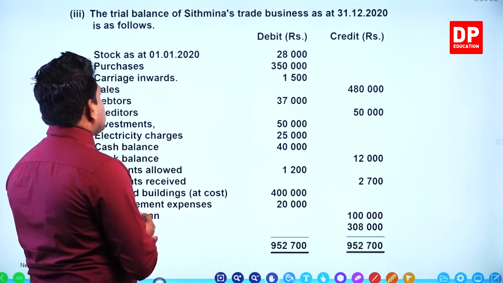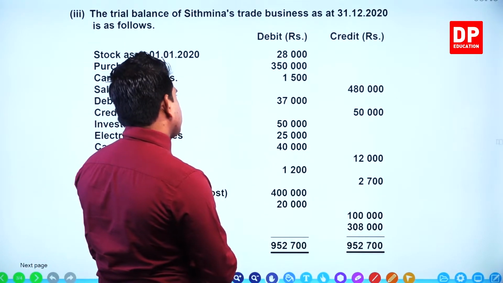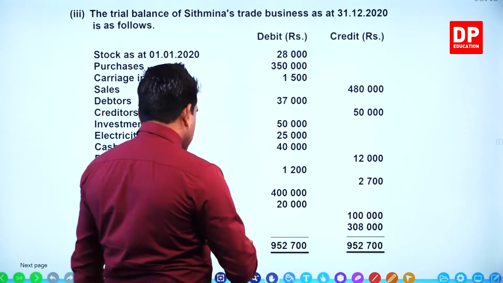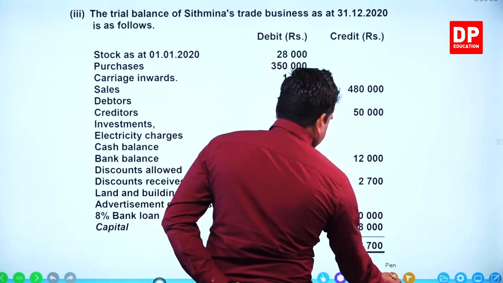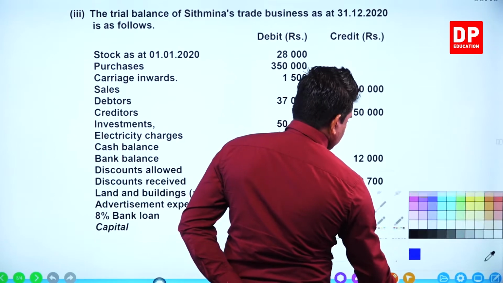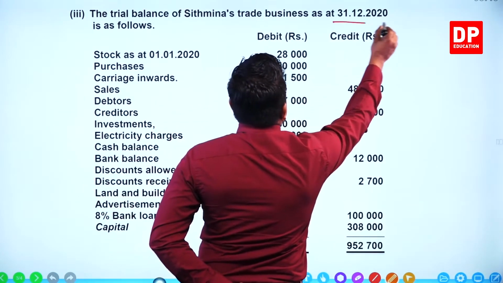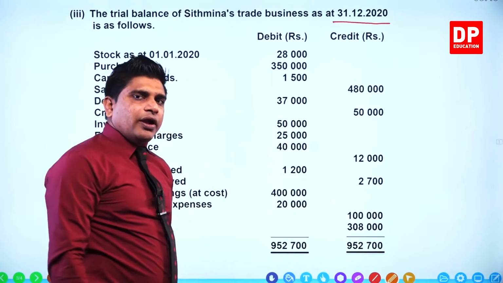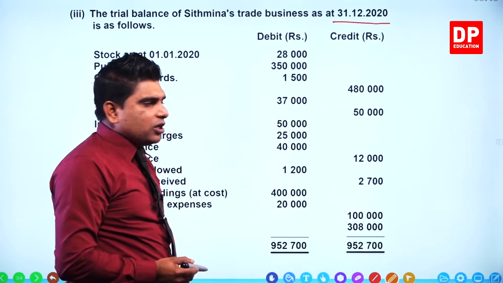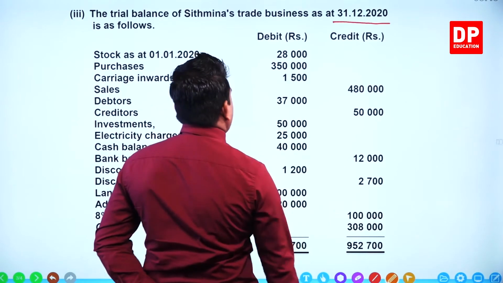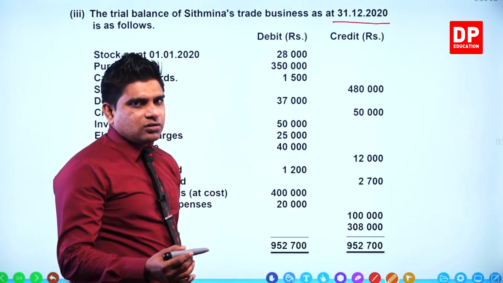Stock as at 1st of January 2020. It is opening stock. Why? Here they have given us the year end, 31st December 2020. Then when the accounting period starts, on 1st of January, this is the opening stock. Opening stock.